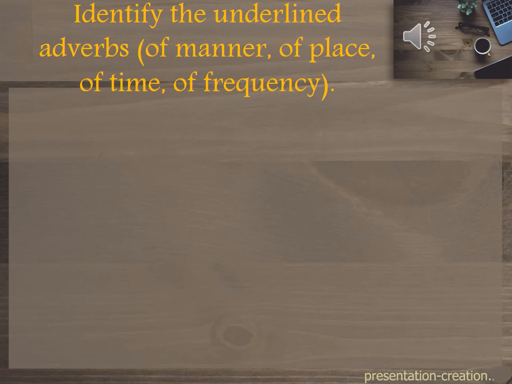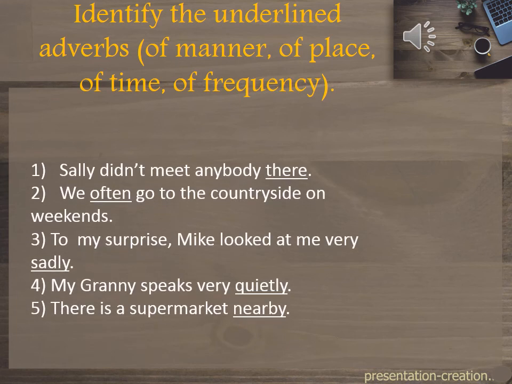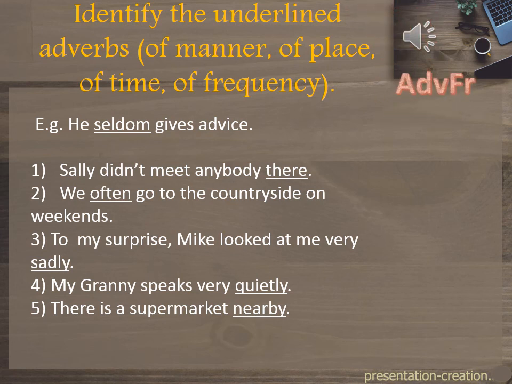Here is your homework. Open your copybooks, please, and write down these sentences. Then identify the underlined adverbs: adverbs of manner, of place, of time, and of frequency. For example, he seldom gives advice. Seldom is an adverb of frequency. Send this homework to your teacher by email.